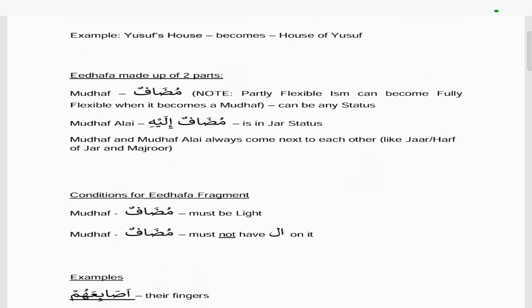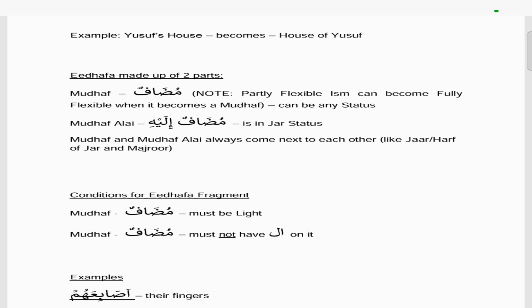So the idafa is made up of two parts. One is the mudaf, and if you remember, a partly flexible ism can become fully flexible when it becomes a mudaf, which we mentioned before when we were discussing partly flexible words. And this mudaf can be in any status, so it can be rafa, it can be nasab, and it can be jar. And the mudaf ilay is always in jar status, always.